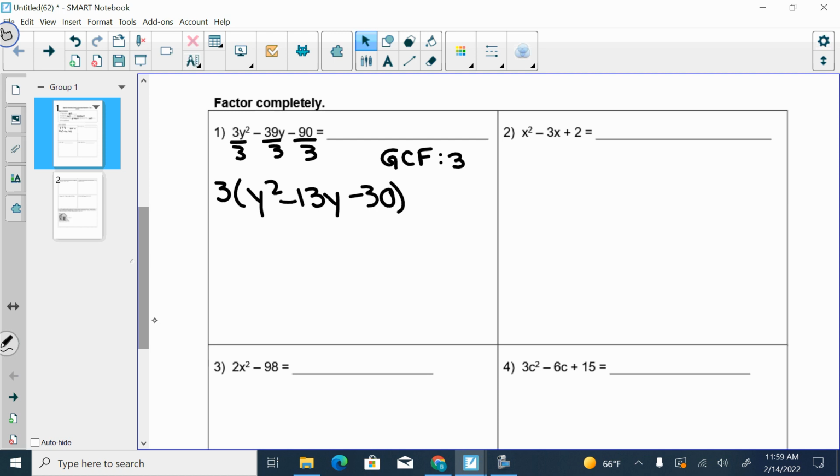So you guys said after we take care of the GCF, we then have to identify the sum and the product. So what's our sum for this one? Very good. And what's our product? Nice. All right. So I need it to multiply to give us negative 30, but also add to give us negative 13. Okay, so 3 times 10 would give me 30, but you said negative 3 and positive 10, right? Okay, well, negative 3 plus 10 would give me 7, right? So that's not going to work. What else could we use?